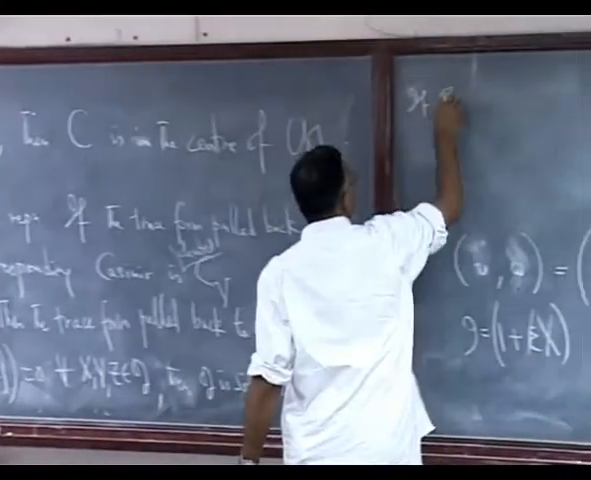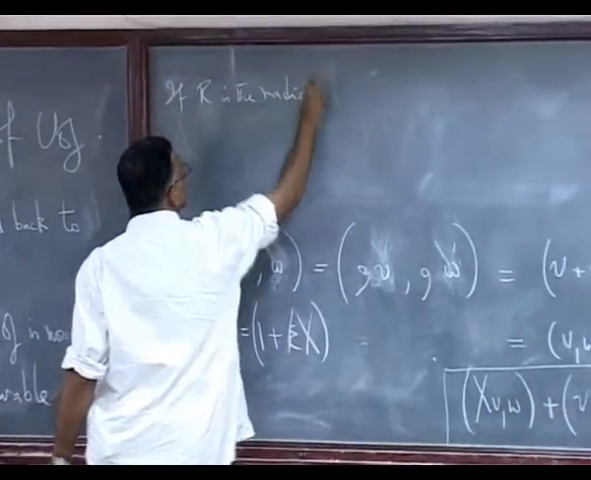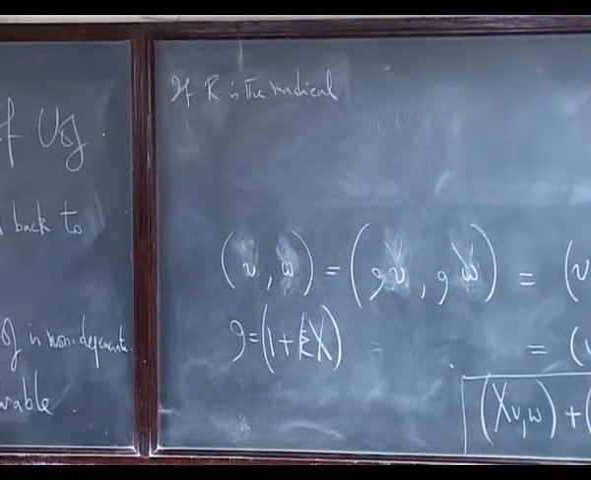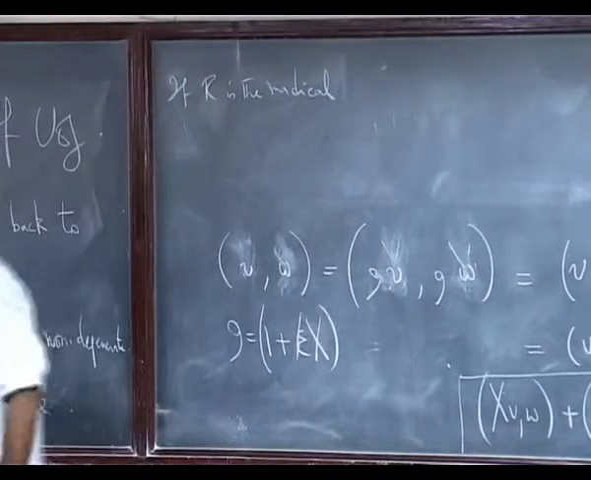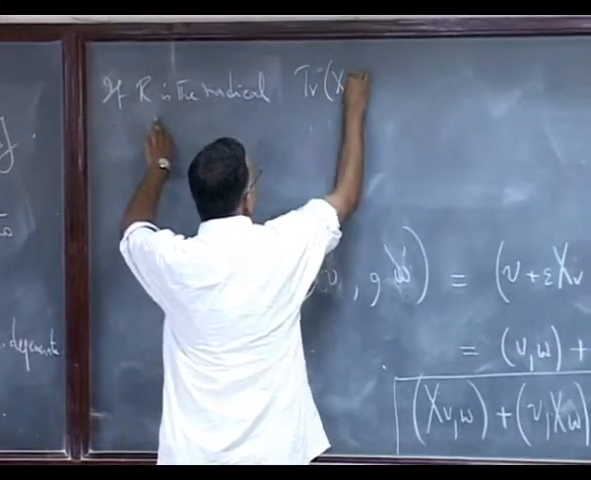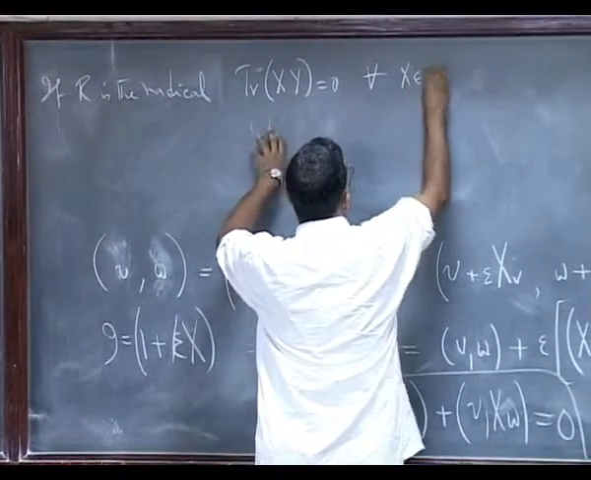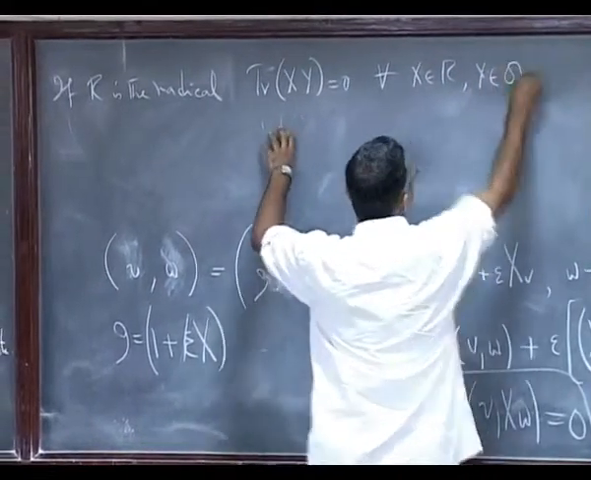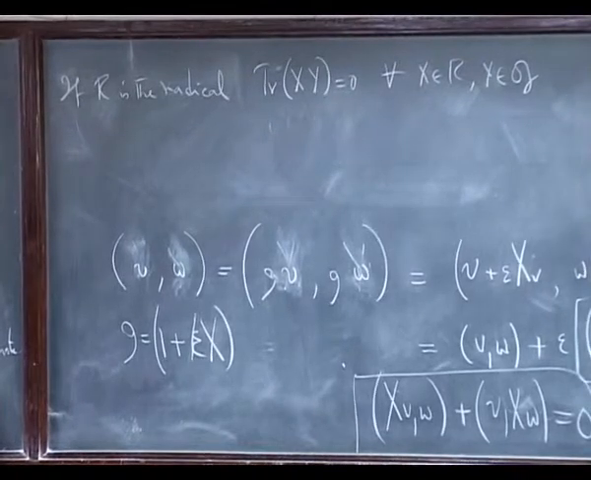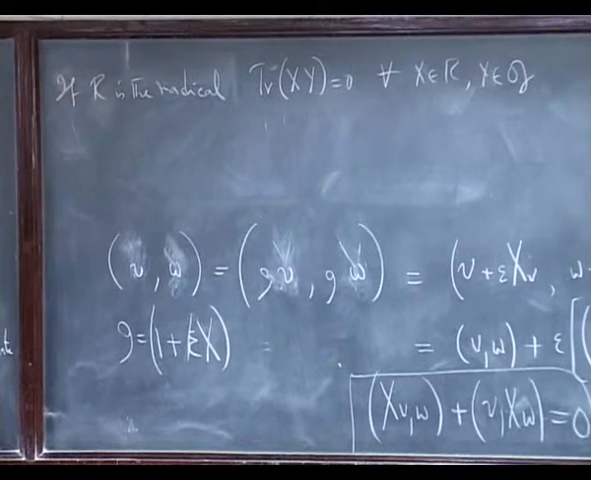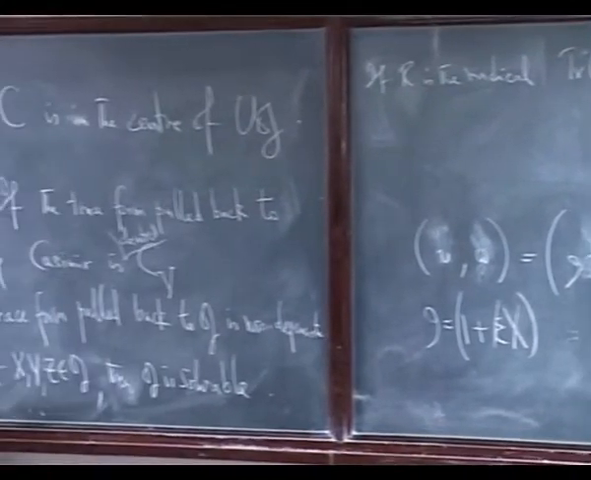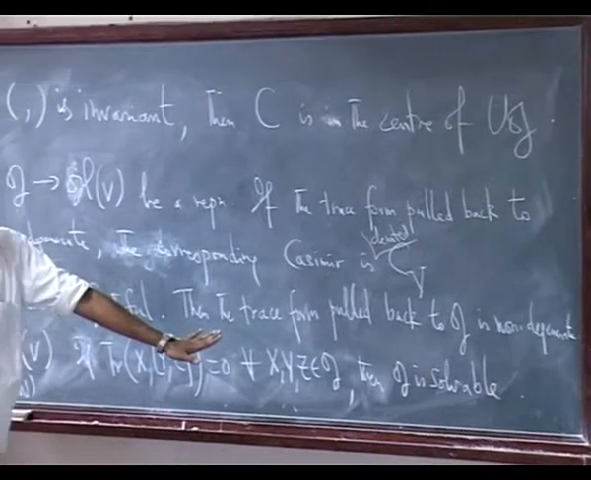So if R is the radical, what does that mean? If R is the radical of this form, I want to show it's non-degenerate. I want to prove R is 0. What does that mean? Trace of x, y equal to 0 for all x in R and y in G. In particular, it is true for x, y, z in R. Therefore, R is solvable.